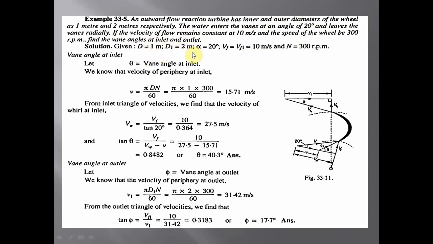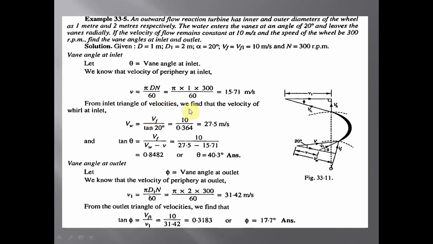D1 is equal to 1 meter, D2 is equal to 2 meters, alpha is 20 degrees, Vf1 is equal to Vf, that is 10 meters per second, and N is equal to 300 rpm. Okay, so this is the velocity triangle, inlet and outlet. Let theta be the angle at inlet. We also know that velocity of wheel at inlet is u = pi D N divided by 60, that is pi into 1 into 300 divided by 60, that is 15.71 meters per second.